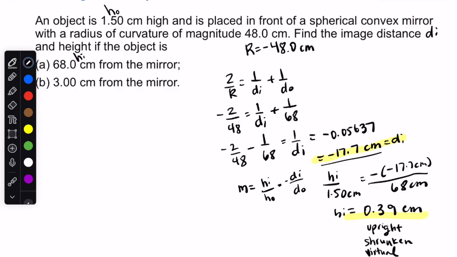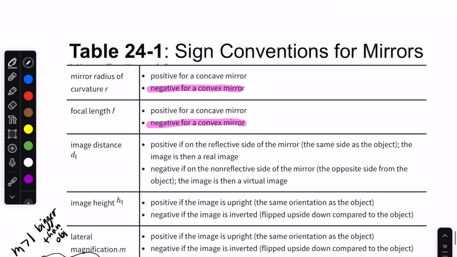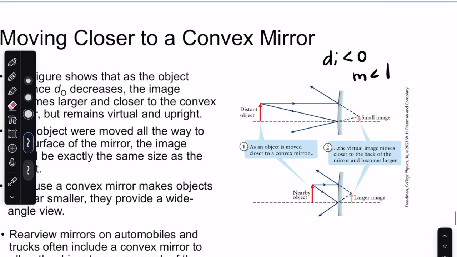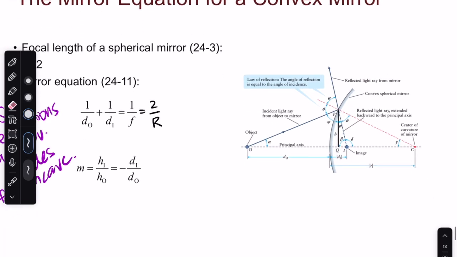So notice how it didn't ask us to draw the ray diagram here, because they're all the same, right? Because a convex mirror produces the same qualities of an image. It's always virtual, it's always upright, it's always shrunken. So this would be one of the ray diagrams for that, okay? Doesn't matter where that object is placed.